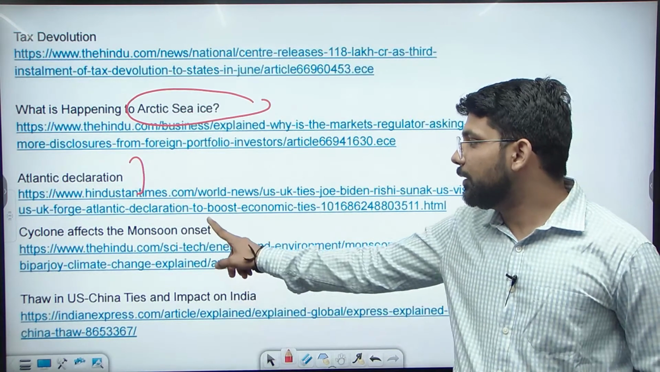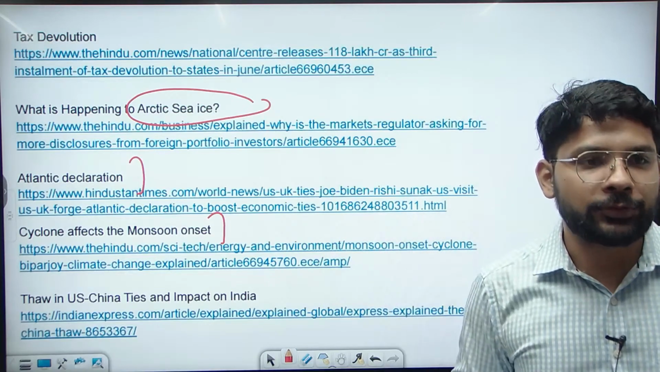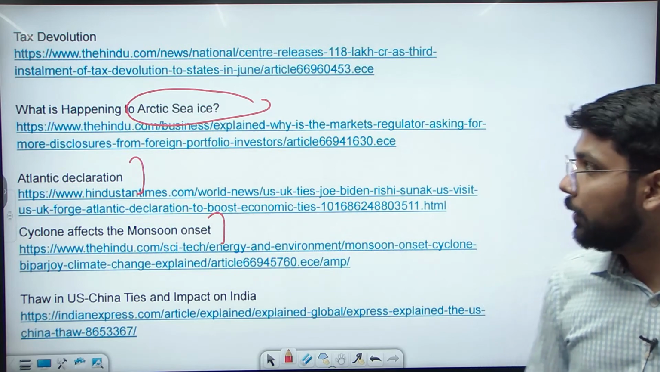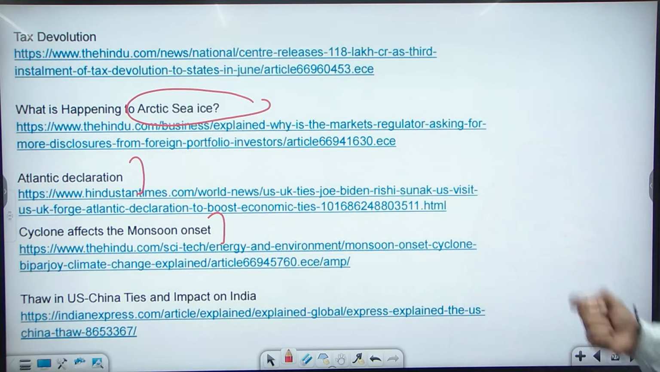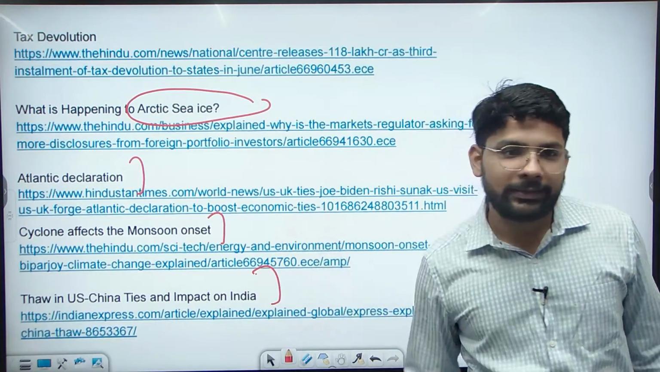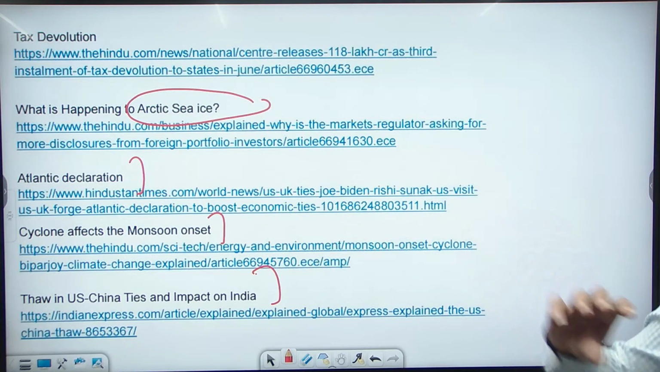Then, cyclone affects the monsoon onset. How does the cyclone impact the Indian monsoon? What can be the other reasons there? You can note down: tax devolution, Arctic sea ice, Atlantic Declaration, cyclone affects the monsoon onset, and the US-China tie and impacts on India. कैसे breakage in the US-China tie and how can it help India? So this can be a direct question in international relations.